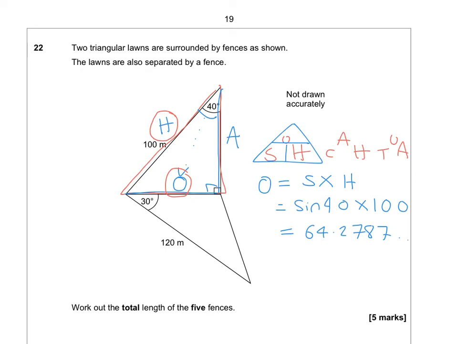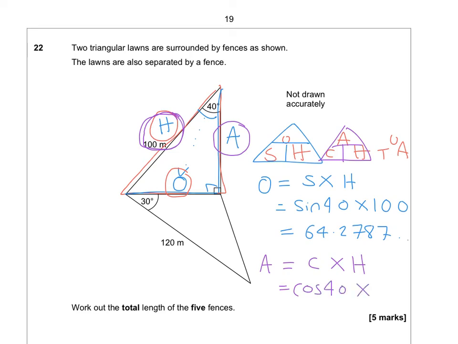I'm now going to work out this value here, the adjacent. I'm going to use H, which was given to us. We have just worked out O, but in case we made a mistake, it's better to use the values that we were given in the question, i.e. this H value of 100. This time, I'm going to need to use CAH, or cosine, because I have H and I'm trying to find out A. So A is equal to cos times H, so that's cos 40 multiplied by 100, and that comes to this value.